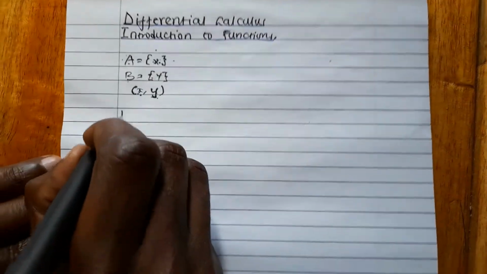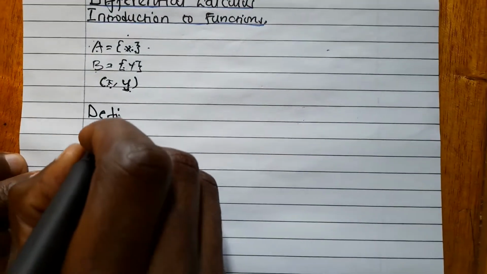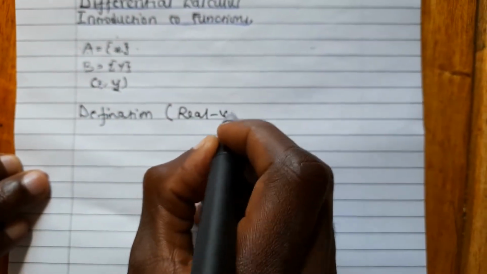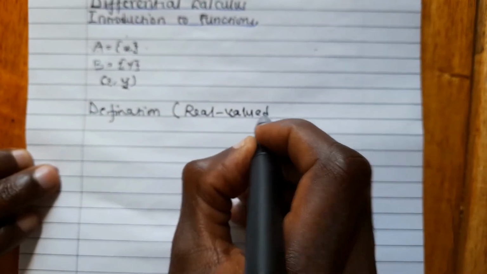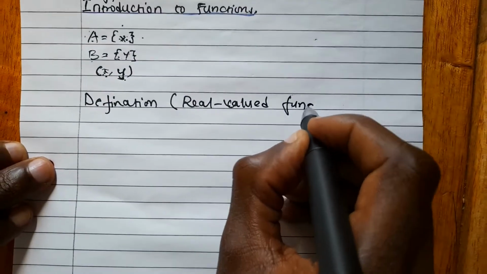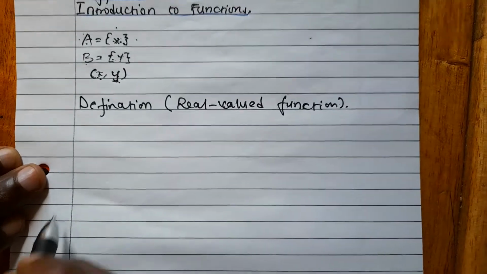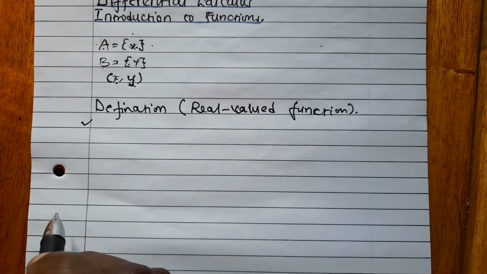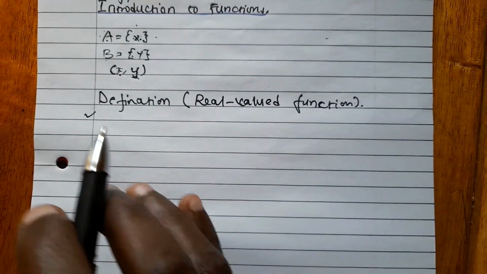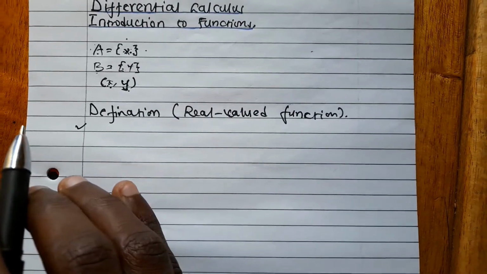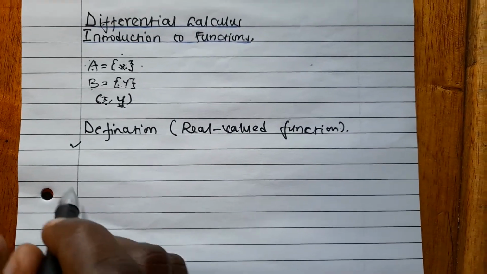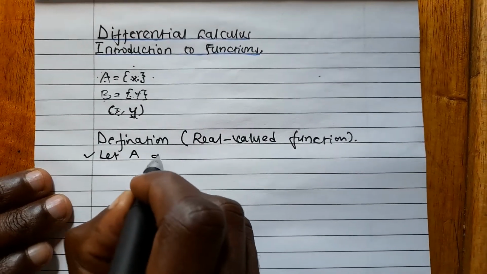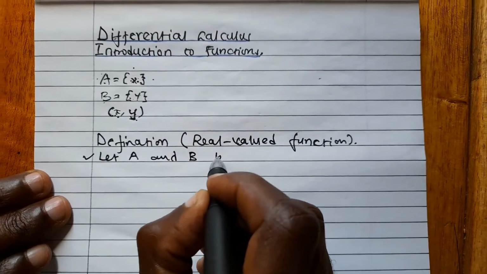So we can have the definition of a real valued function. So what is a function? Suppose we have the sets A and B. I'll be using sets in order to simplify the definition and to enhance your understanding. So let A and B be sets.